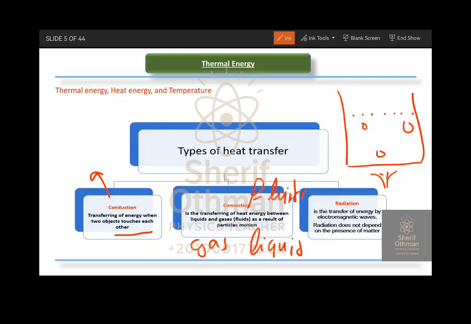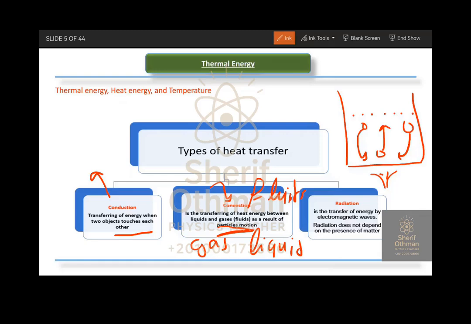the particles at the bottom of the container are going to be heated faster, so they're going to move upward. And the cold particles, which were at the top, are going to move downward to make something called convection current. So the convection current depends on the movement of particles from one place to another place to distribute the heat energy. So convection is the transferring of heat energy between liquids and gases, fluids, as a result of particles' motion. So the convection process depends on particles' motion.